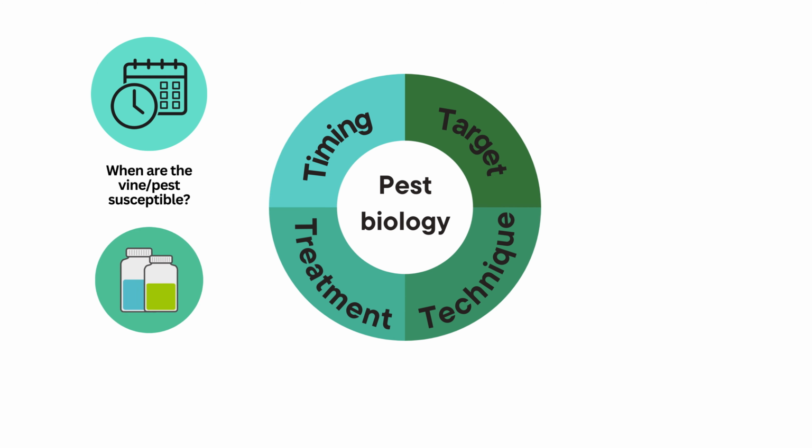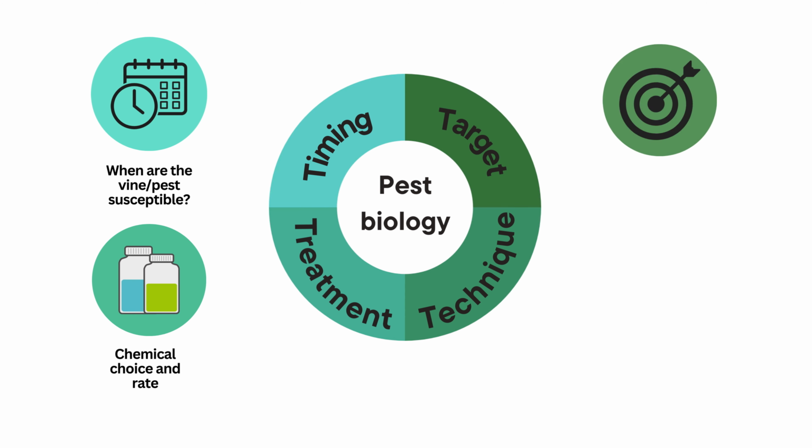So the next T is treatment, and treatment is about which type of chemistry is the best choice for the disease or pest at that time in the season. And treatment is also about the rates and volumes that you're going to need.